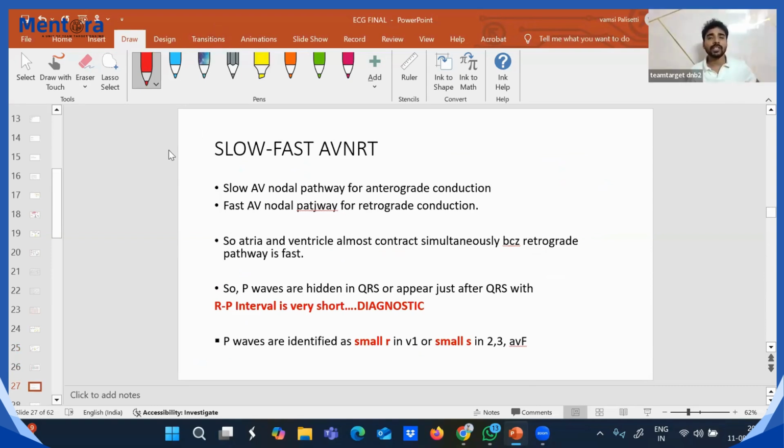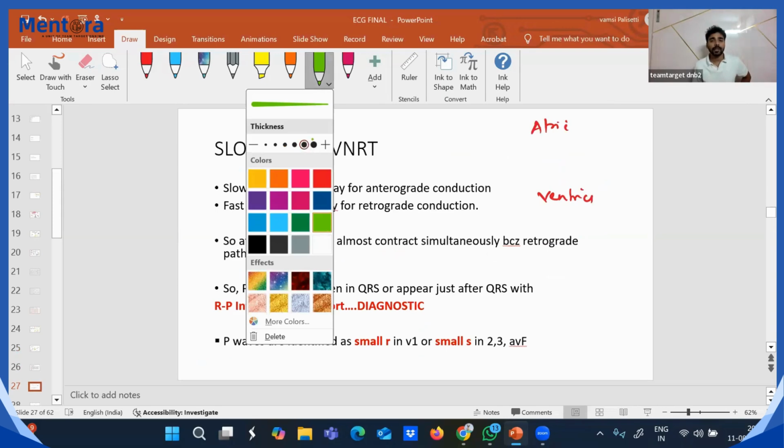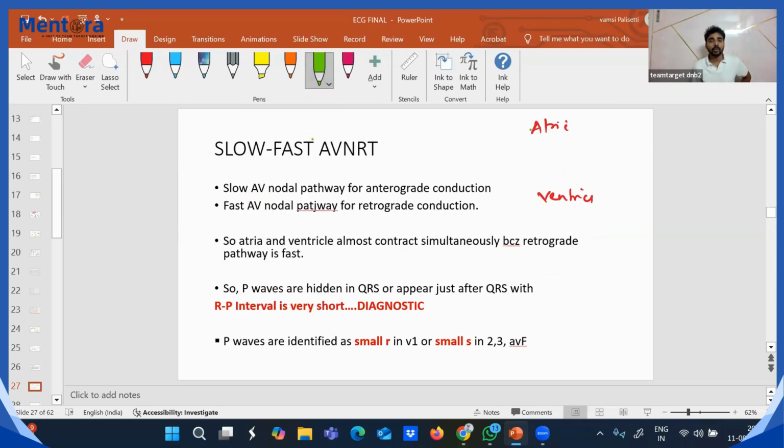So let us see now slow fast AVNRT. What is going to happen? We'll see. In the slow fast AVNRT, this is your atria. This is your ventricle. Okay. So what is going to happen here? From the atria to ventricle, slowly it will come, using a slow pathway. Okay. But here in the AV node, from the ventricle to atria, it is taking a fast pathway.